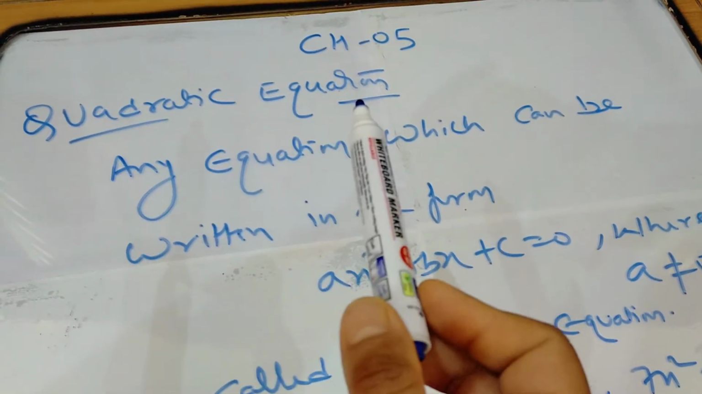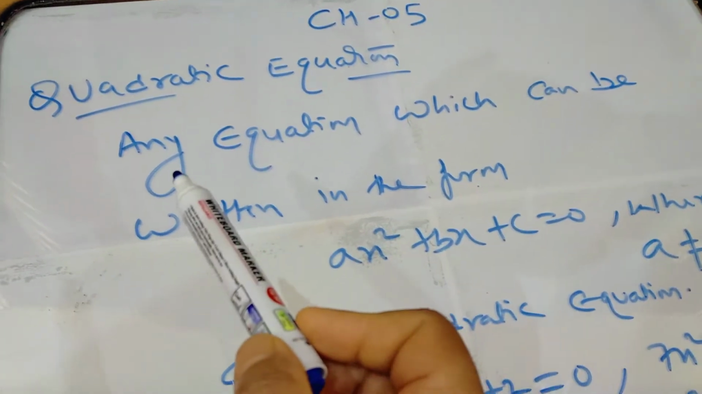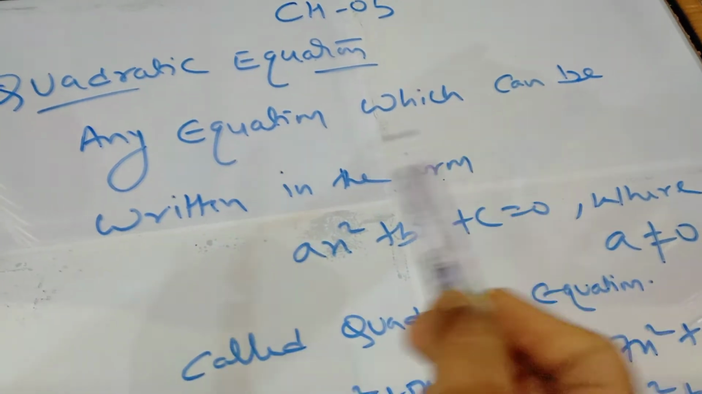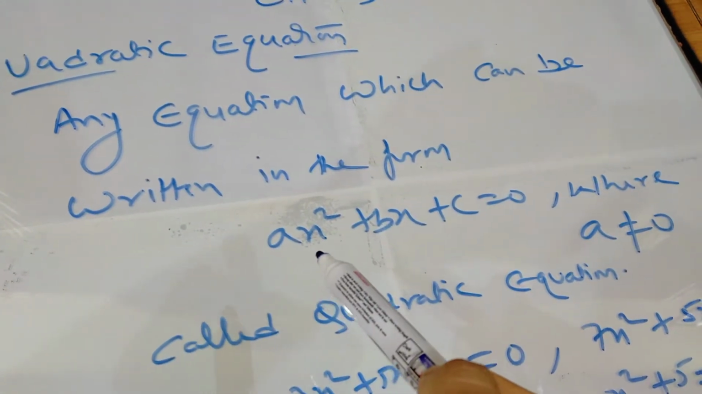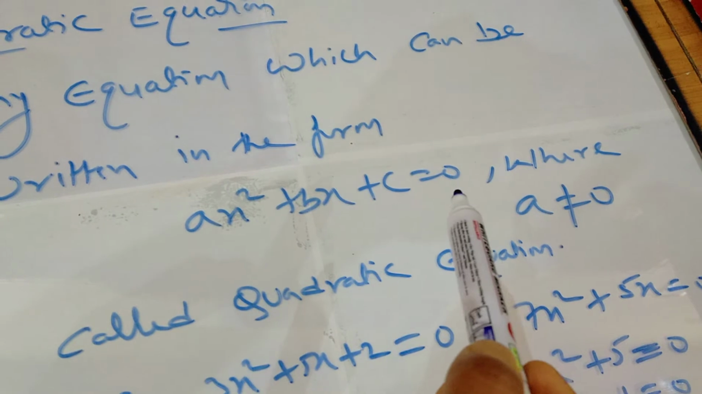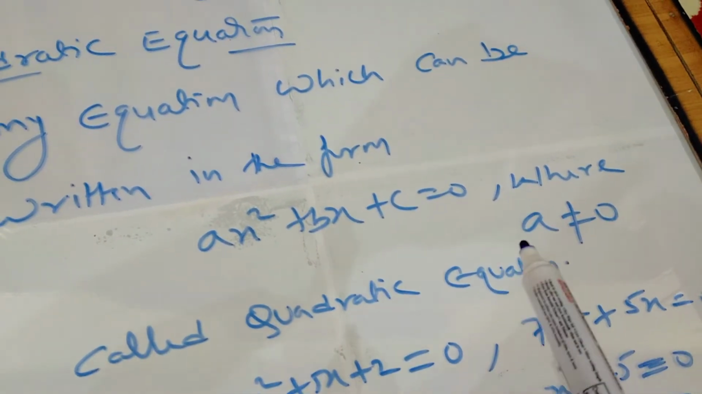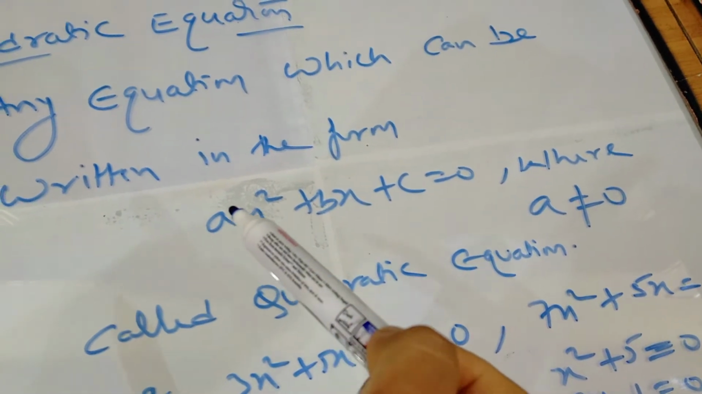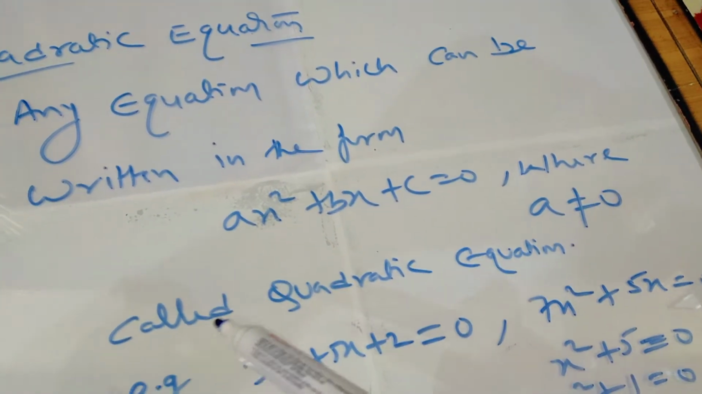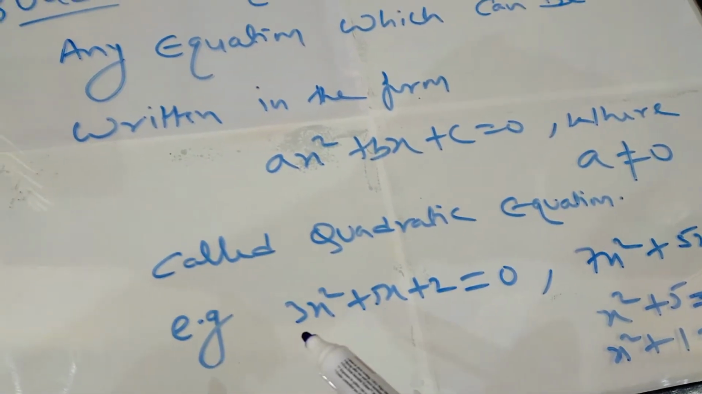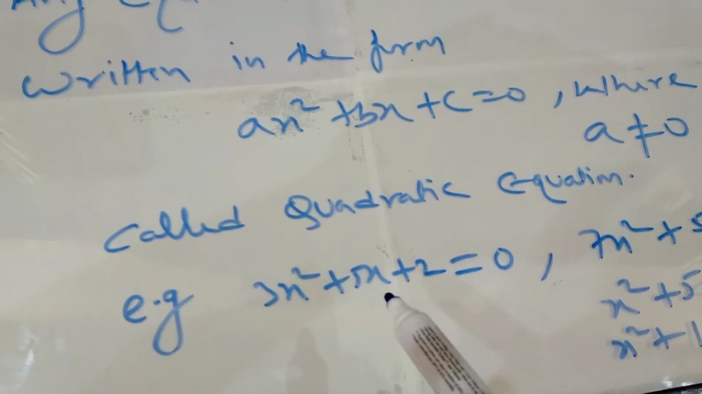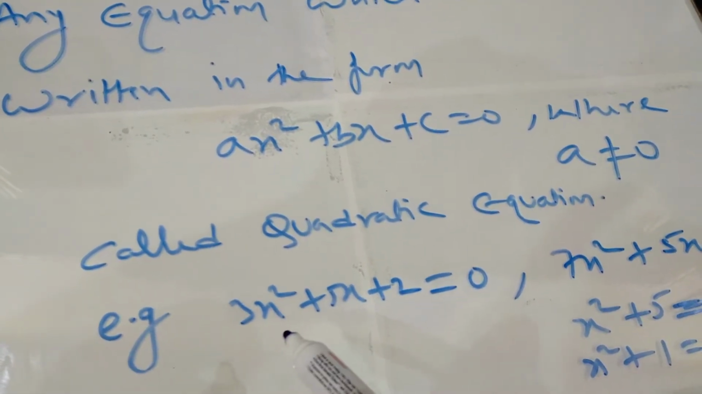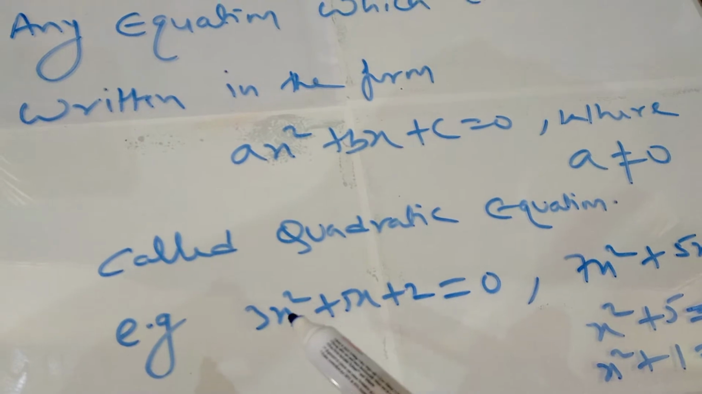Let us introduce this topic first. Any equation which can be written in the form of ax square plus bx plus c is equal to 0, where a should not be 0, meaning the coefficient of x square must not be 0, that equation is called a quadratic equation. For example, 3x square plus 5x plus 2 is equal to 0 is a perfect example of a quadratic equation. Here a is not equal to 0 because it is 3.